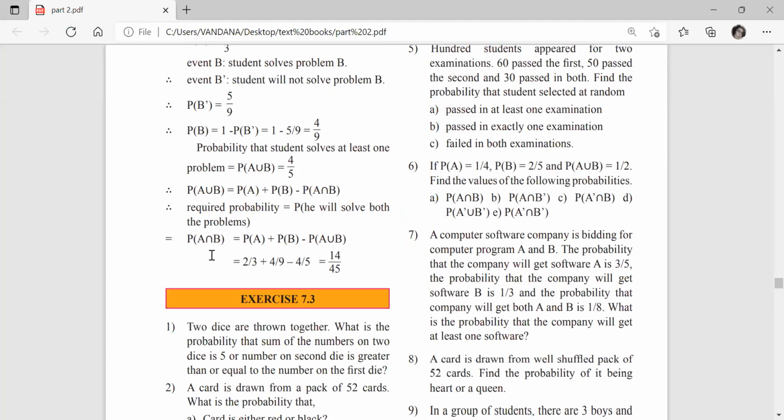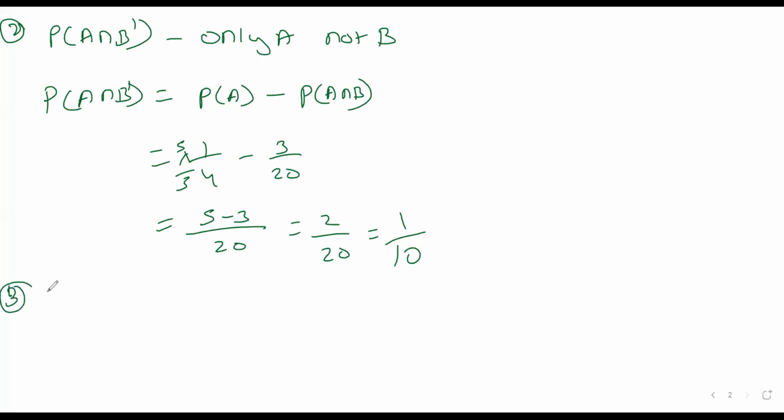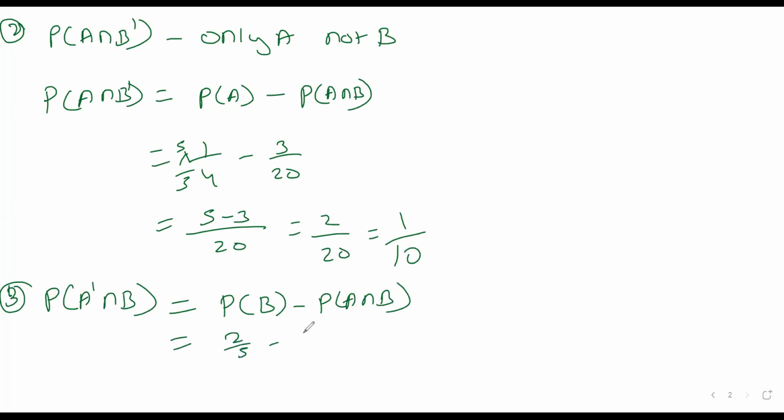Next, A complement intersection B. P of A complement intersection B. त्याचा अर्थ असा असतो only B, not A. It is P of B minus P of A intersection B. It is 2 by 5 minus 3 by 20. We'll multiply it by 4. It is 8 minus 3 by 20. It's 5 by 20. Your answer is 1 by 4.